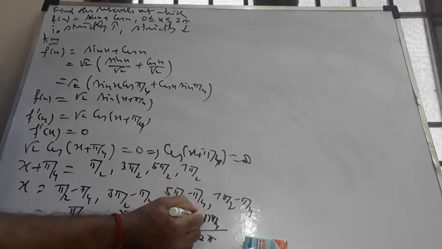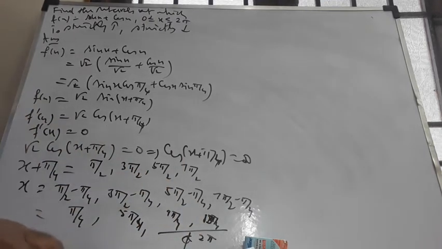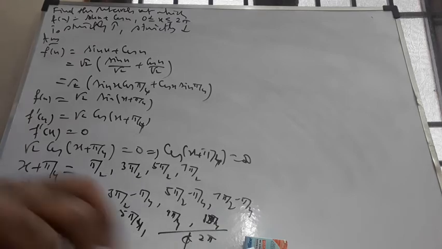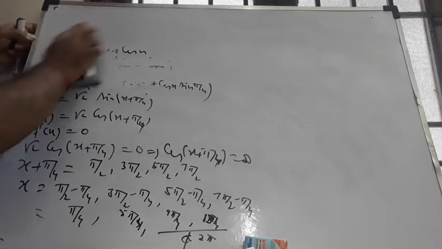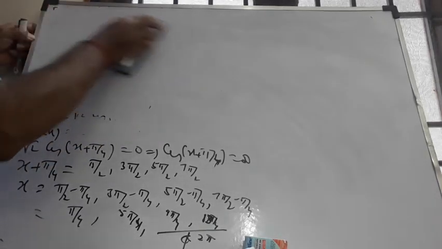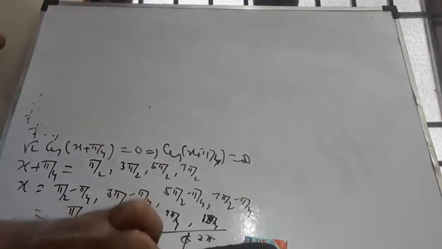Which is reduced to pi by 4, 5 pi by 4, 9 pi by 4. 5 2s are 10, 10 minus 1 is 9, 7 2s are 14, this is of course 13. Sorry, this is 13. But these two values are beyond 2 pi, therefore I will take only these two. Let me write only these values in the tabular column, let me continue over here further. Just listen carefully.